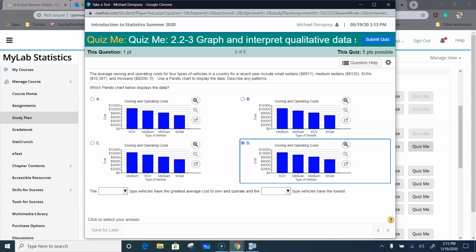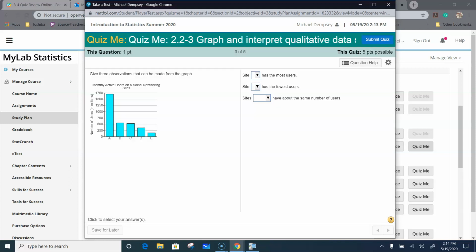The blank type vehicles have the greatest average cost to own. That would be the SUVs, as we said. And the one to have the lowest would be the small sedans. Okay, and I'll just post those 2.